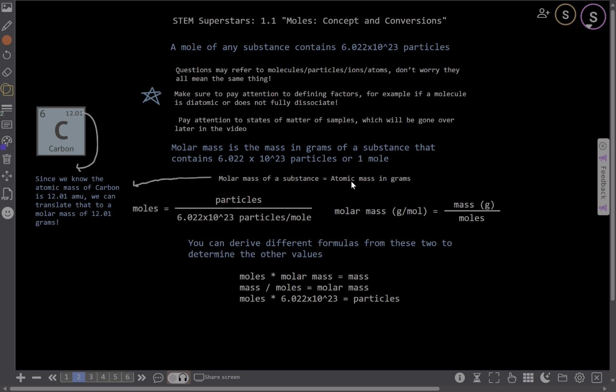Some formulas we will use are moles equals particles over 6.022 times 10 to the 23 particles per mole. Since that constant is a mouthful, it's also known as Avogadro's constant or Avogadro's number, so I'm going to refer to it as that for the rest of the video. Our next formula is molar mass, measured in grams per mole, equal to mass in grams over moles. You can also derive different formulas from these two to determine other values, like your mass, your amount of moles, and your amount of particles.